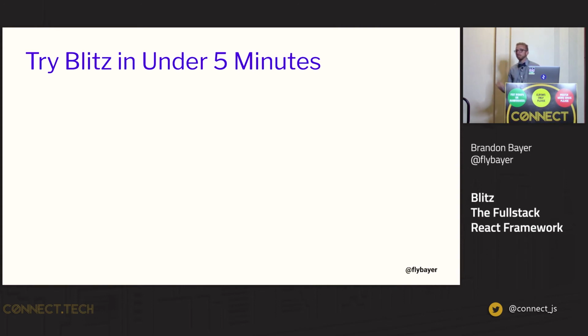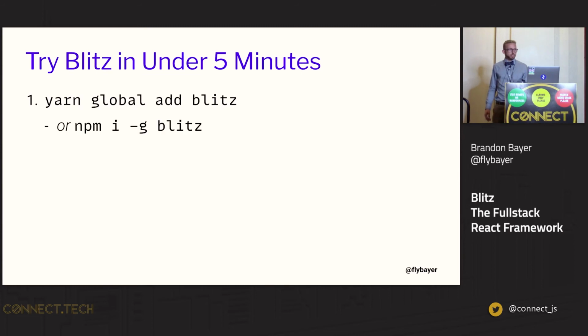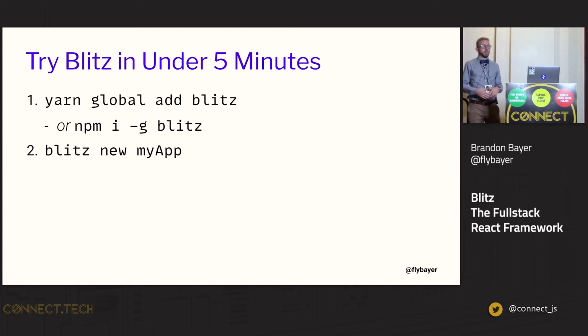All right, so now it's your turn to try Blitz. You can try Blitz by installing the Blitz CLI globally and then run blitz new myapp. And you'll be off to the races. You'll be able to instantly sign up as a user, log into your app, and start scaffolding code with Blitz Generate, and your MVP can be shipped this afternoon.